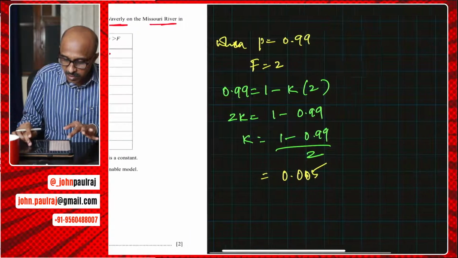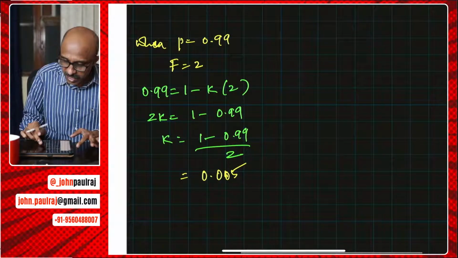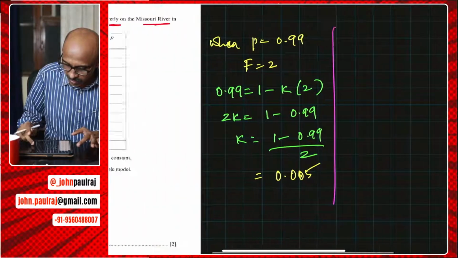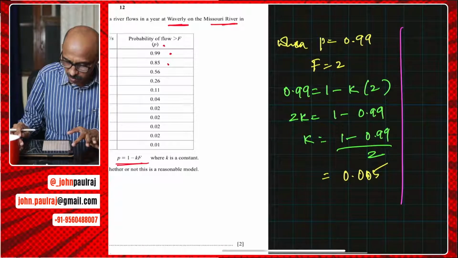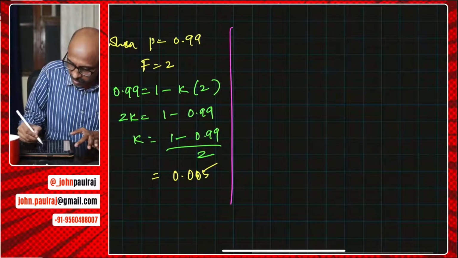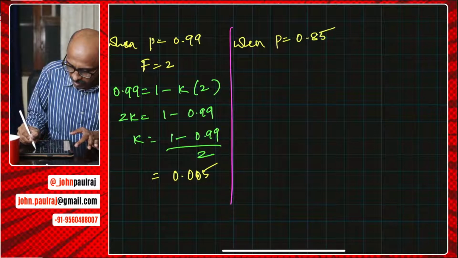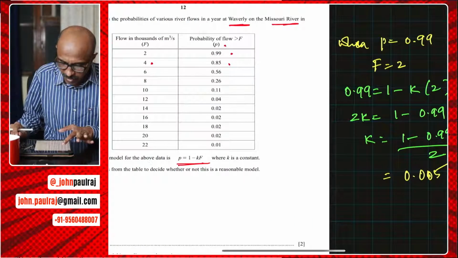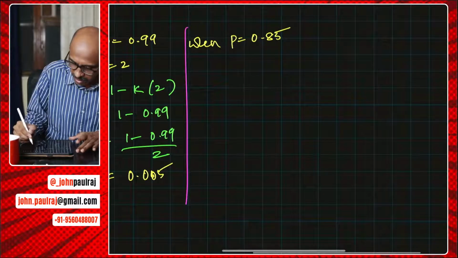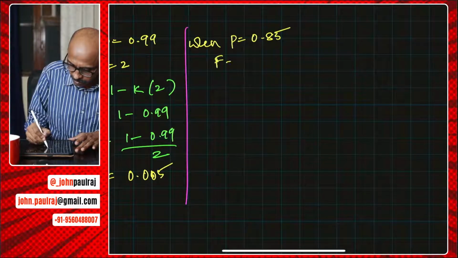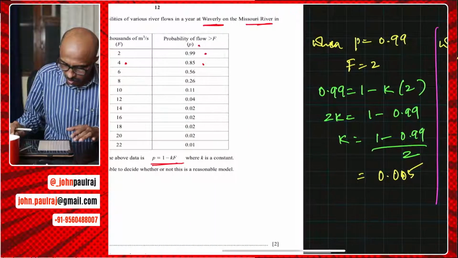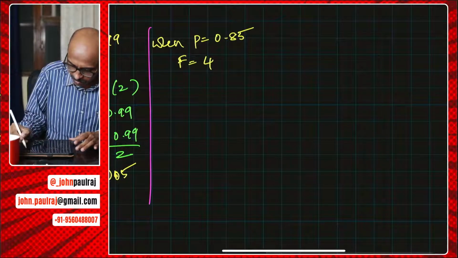Let me just show to you, okay? For P is equal to 0.99 and the first set. Let's try for the next set. So we can write down when P is 0.85, the same thing I'm going to write down, okay? When P is equal to 0.85, the value of capital F is 4. F is equal to 4. So when you put it into that model, we'll get 0.85.